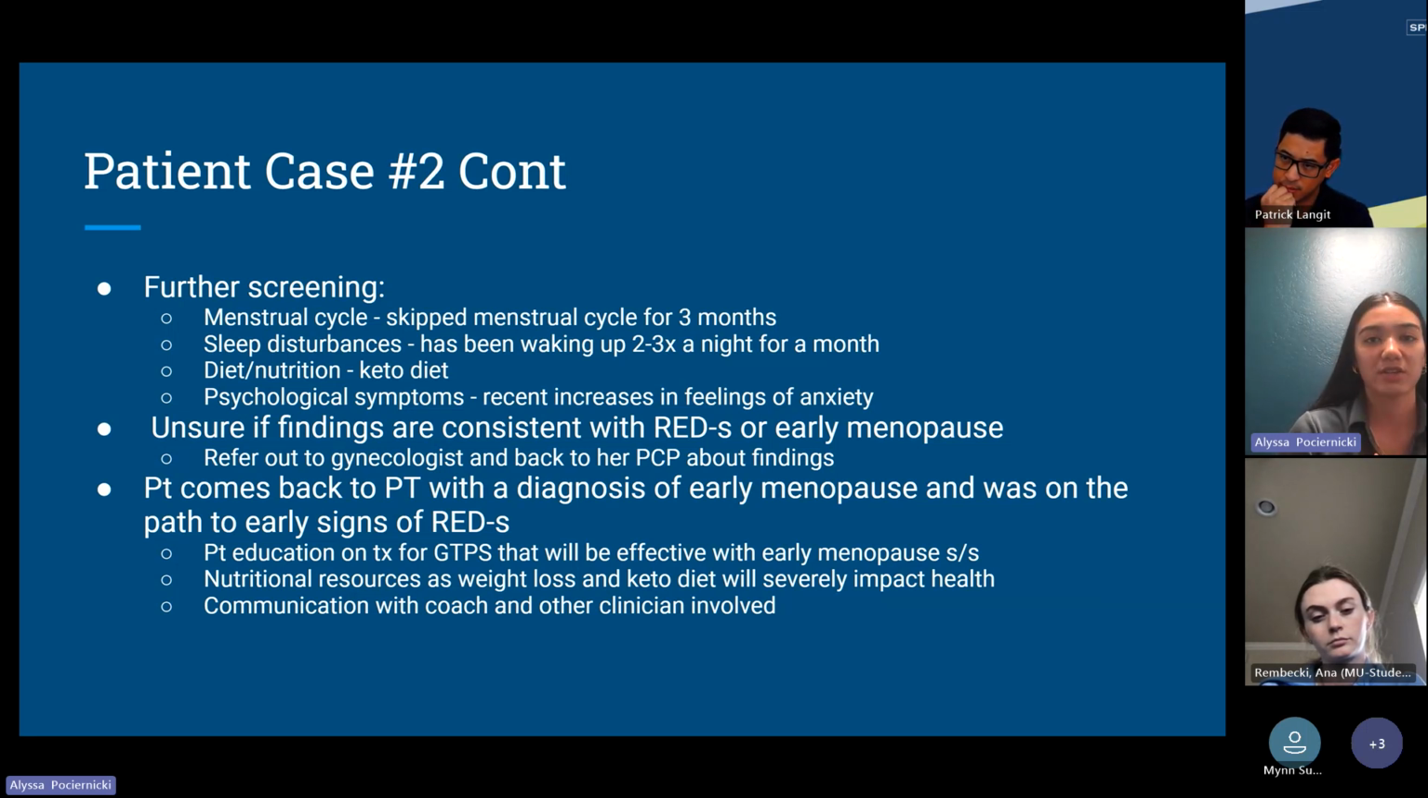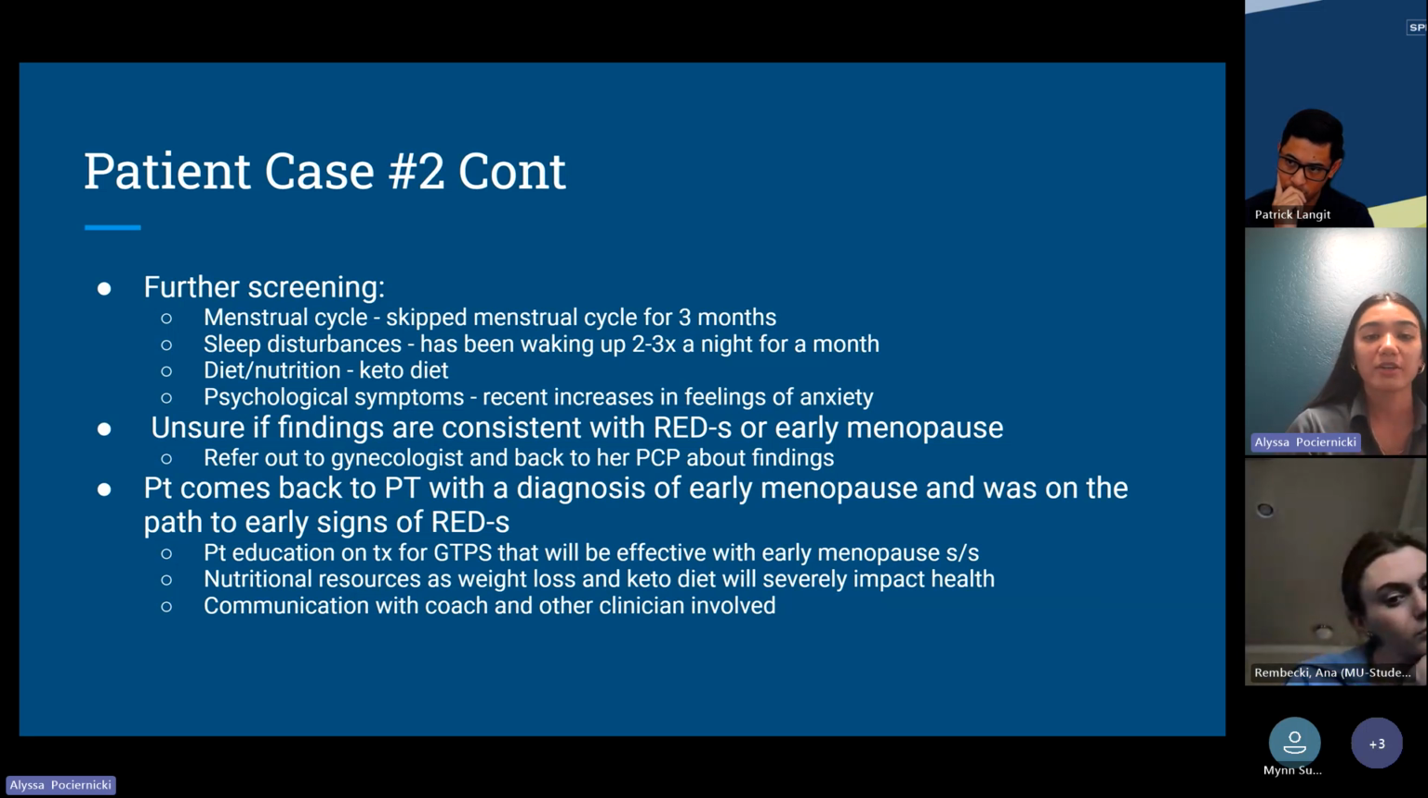Because she's starting a keto diet, that diet cuts down on carbs, which is a big energy source for us. So that's a red flag if she is a weightlifter and she's deciding to cut back on a big nutritional portion of her diet. And then sleep disturbances, her sleep is pretty poor, so that can definitely add on top of energy deficiency. And then the skipped menstrual cycle could also be leading towards menopause or relative energy deficiency.